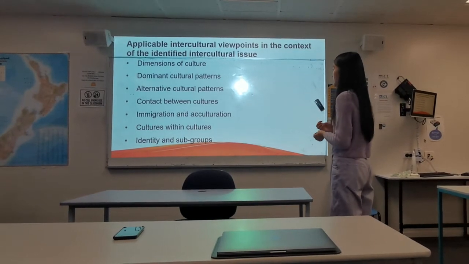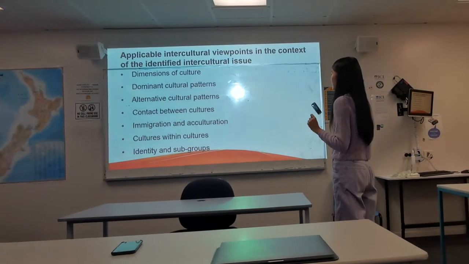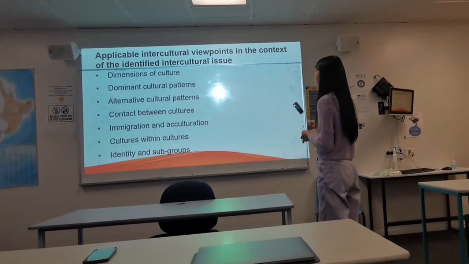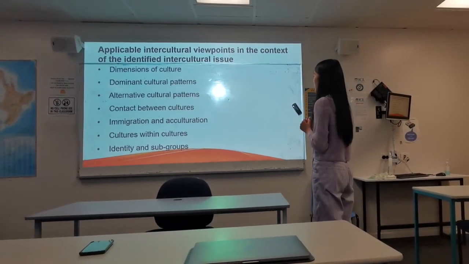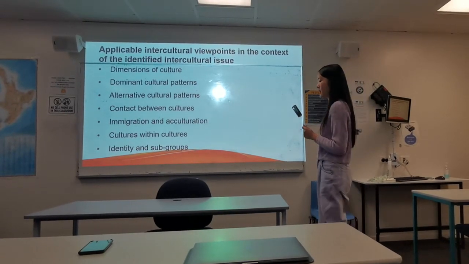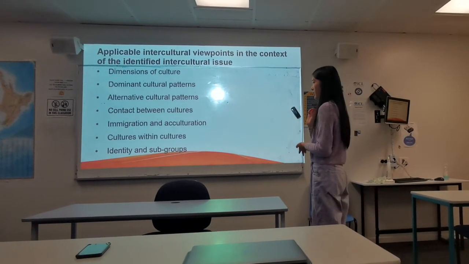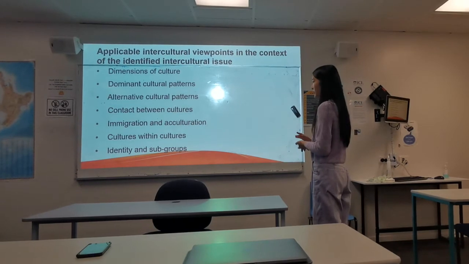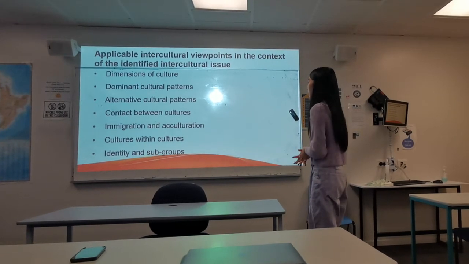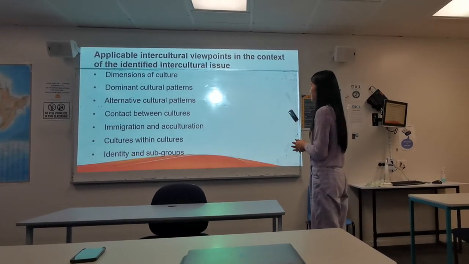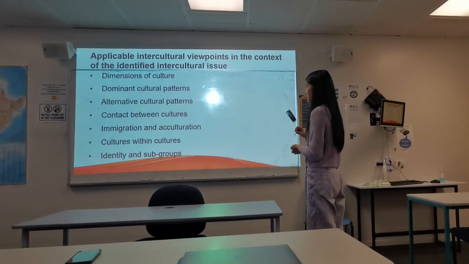Contact between cultures means different cultures have contact, and they can have some changes or conflict in this process. Immigration and acculturation means like Chinese immigrating to New Zealand, and they need to adopt the culture and customs here, and it's called the acculturation process. And the alternative culture is similar to alternative culture patterns. They have subcultures.